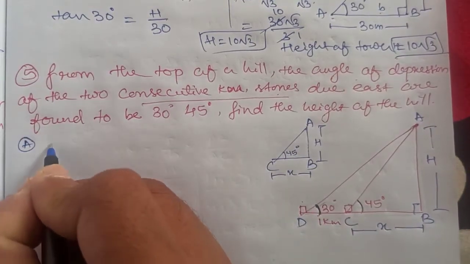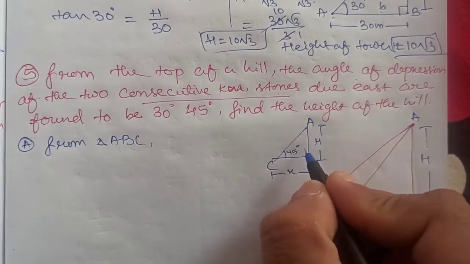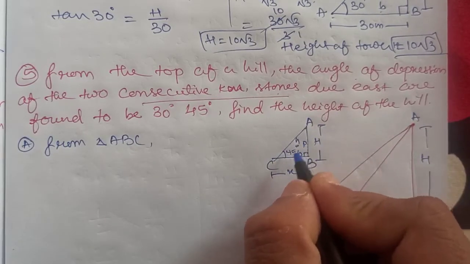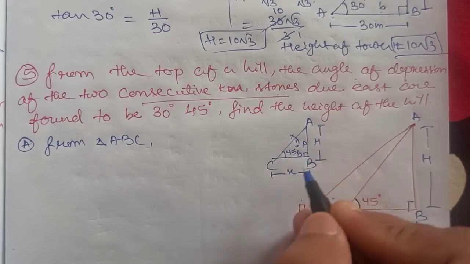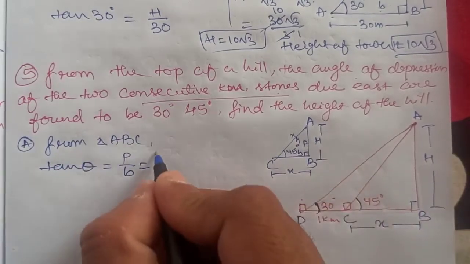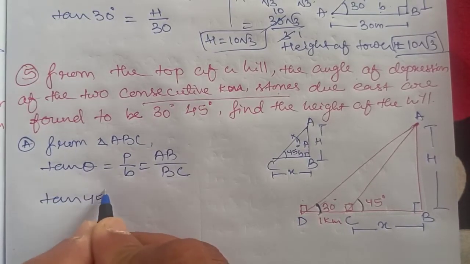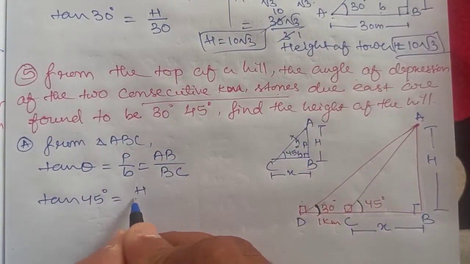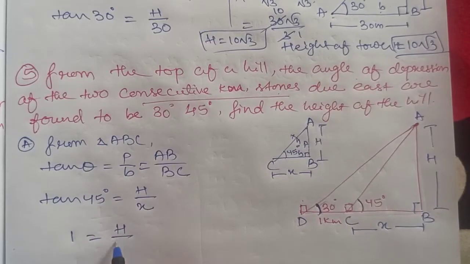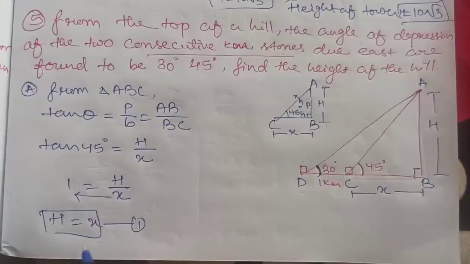Now from triangle ABC, height is the perpendicular, this is the base, this is the hypotenuse. No use of the hypotenuse. We will take perpendicular and base. That means tan theta equals P by B. P is AB and B is BC. Tan theta is 45 degree. AB we have taken as H, the height. BC we have taken as X. So tan 45 is 1, so 1 equals H by X. Multiply X here. So H equals X we have got.